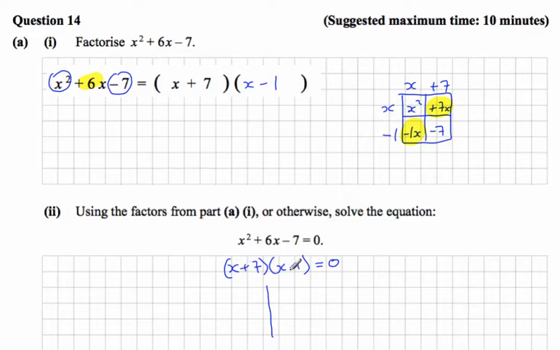Okay, if a bracket times a bracket is 0, well, one of the brackets must be 0. So let's look at the first one. If x plus 7 is 0, well then x must be equal to minus 7. You bring that plus 7 over to the right side. And if the other bracket, x minus 1, is 0, well then if we bring the minus 1 over to the right, it becomes plus 1. So x must be equal to plus 1. And there are the two answers. x is equal to minus 7 or x is equal to plus 1.